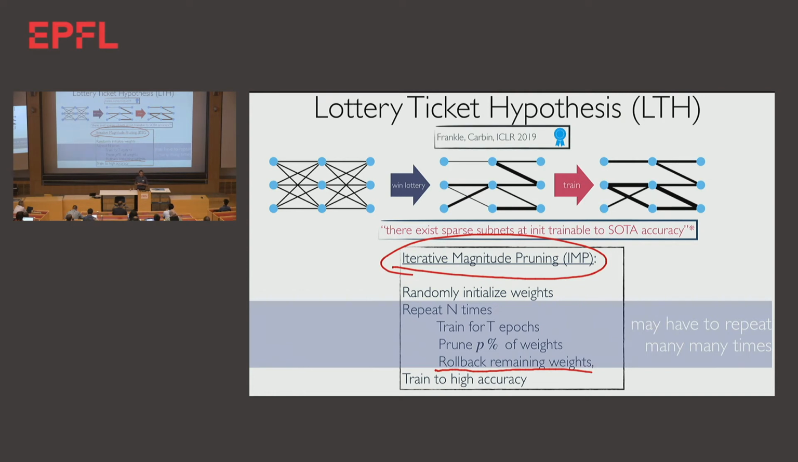What pruning strategies have an effect on finding these lottery tickets? The way that they do this here is just absolute magnitude: kill the smallest magnitude elements at every iteration. So you train for a few epochs, you prune, let's say, 20% of the smallest weights, and then you roll back whatever survived to the initialization. And you repeat this again and again, many times.